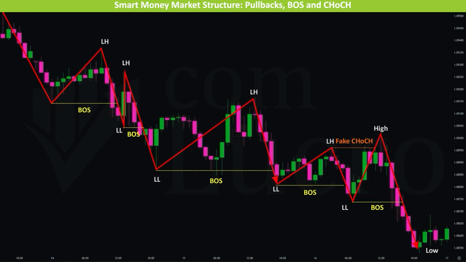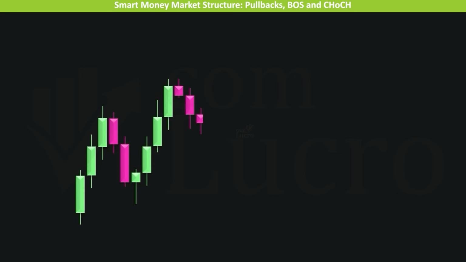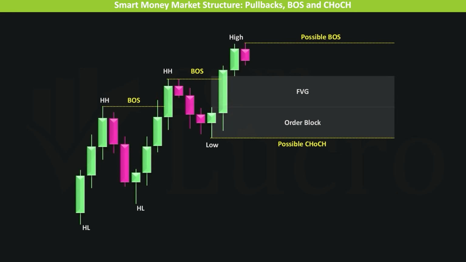There are two additional criteria that help us identify major swings and confirm whether a retracement is a valid pullback or the beginning of a real reversal. The second criterion is the fair value gap. In the ComLucro framework, fair value gaps help us determine the quality of a pullback.